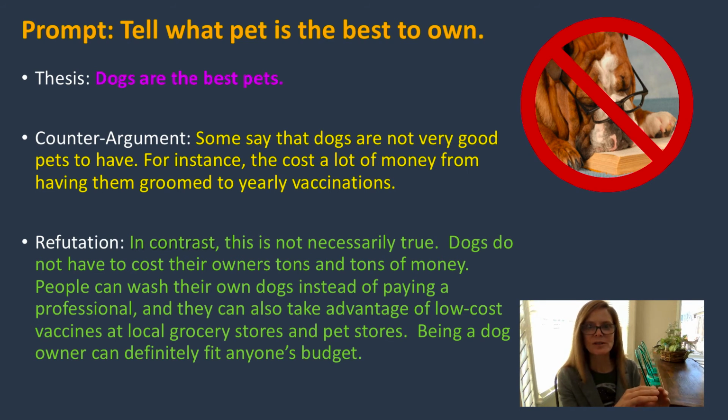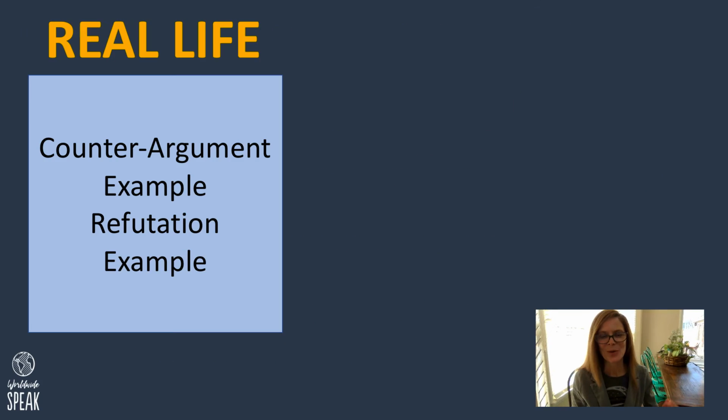I took the argument that dogs are expensive, and I showed that was a weak argument by explaining to the reader that people can wash their own dogs. They don't have to take them to an expensive groomer. And grocery stores and pet stores often have super cheap vaccinations, and I can choose to do that. And I tell the reader, dogs can fit anyone's budget. What does this look like when we write it for our prompt?